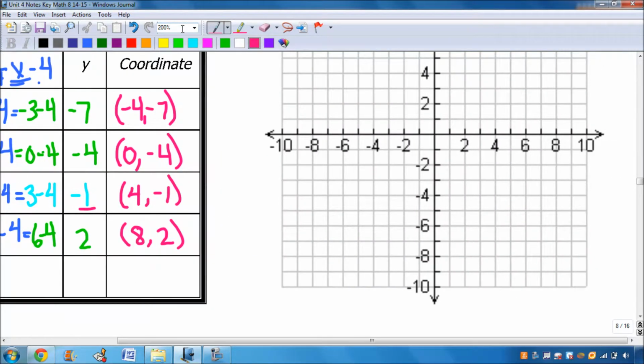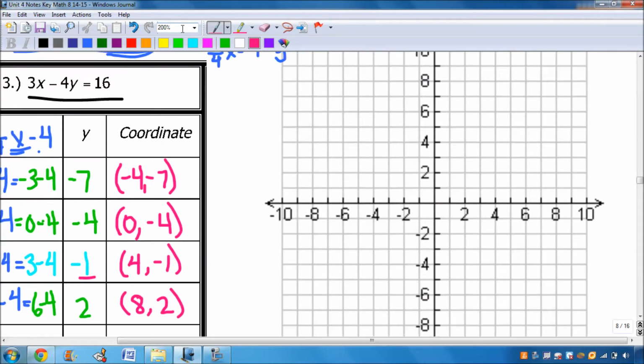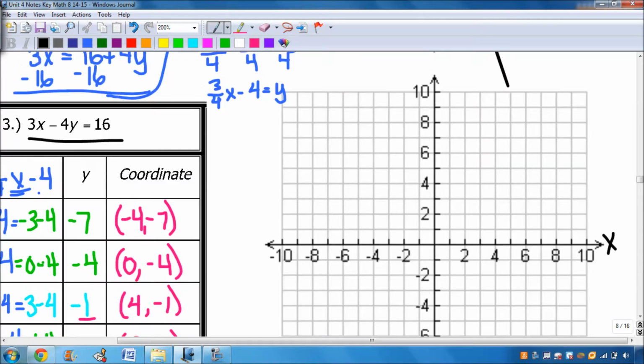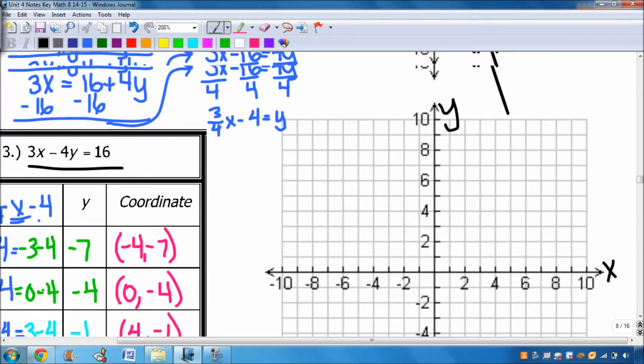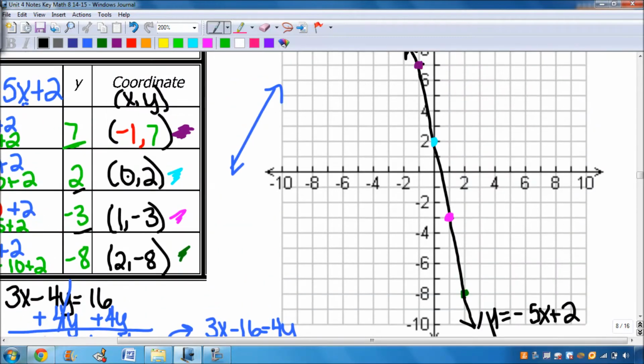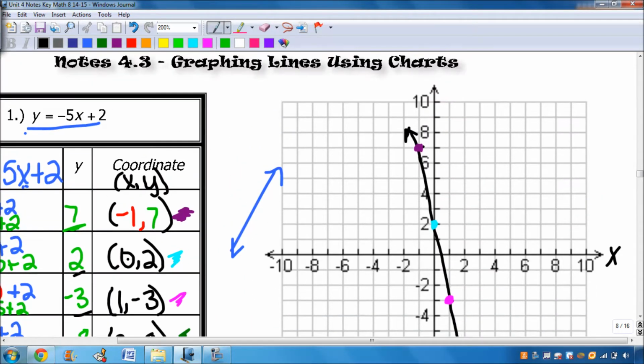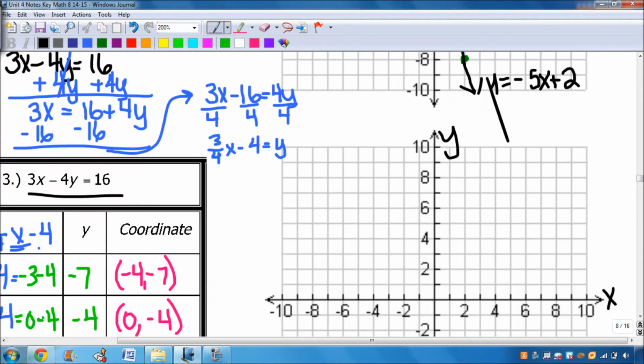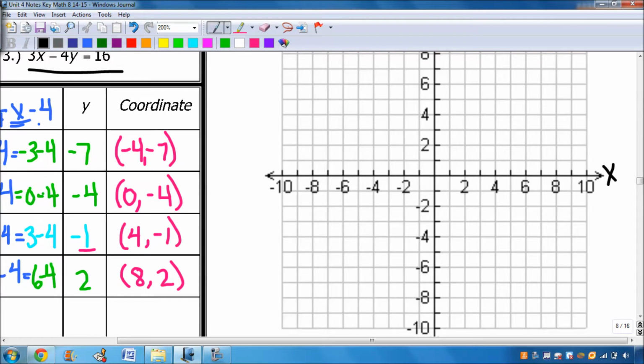And then I will be done. The nice thing about this graph right here is that it's already set up for you, except the axes are not labeled. So please make sure you label the axes. We'll label this X and label this Y, and we'll also do the top one as well because we forgot to do that. So we'll label this X and we will label the Y-axis as Y. And let's go back down to these coordinates right here. So my first coordinate is -4 and -7, so I'm going to graph that point out.